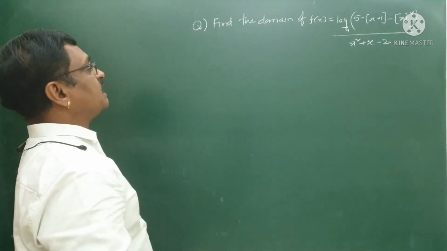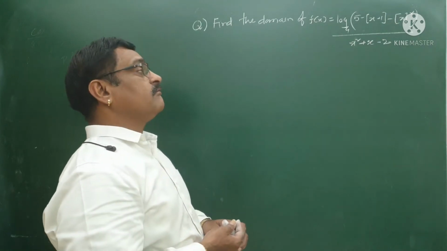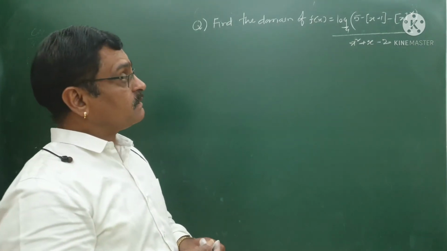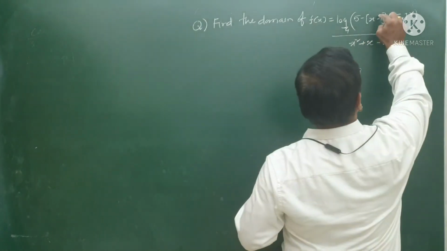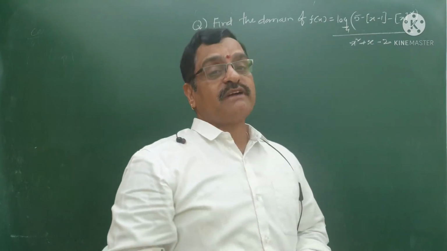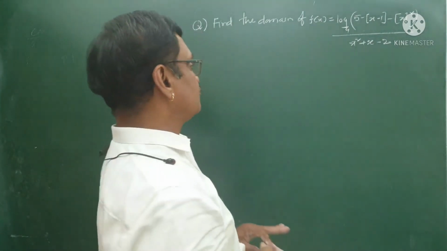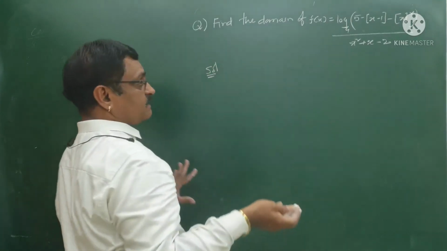Next question, find the domain of f of x equal to log of 5 minus integral part of x minus 1 minus integral part of x whole square, over x square plus x minus 2. Solution. It is a rational function.